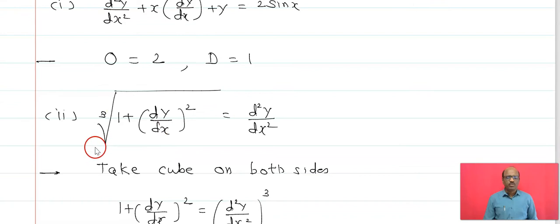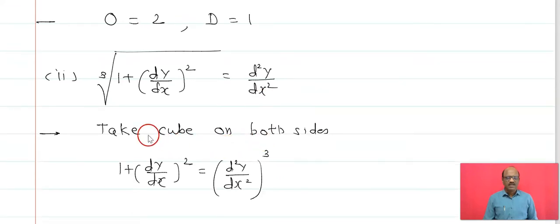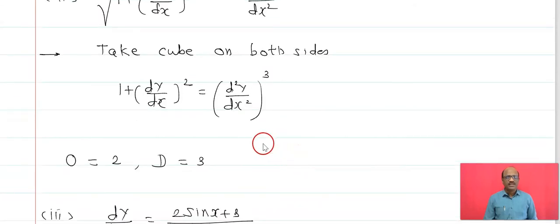Second, cubic root of 1 plus dy by dx bracket square equals d2y by dx square. Now to solve this equation, take the cube on both sides, then you will get 1 plus dy by dx bracket square equals d2y by dx square bracket cube. And here the order is 2 and the degree is 3.